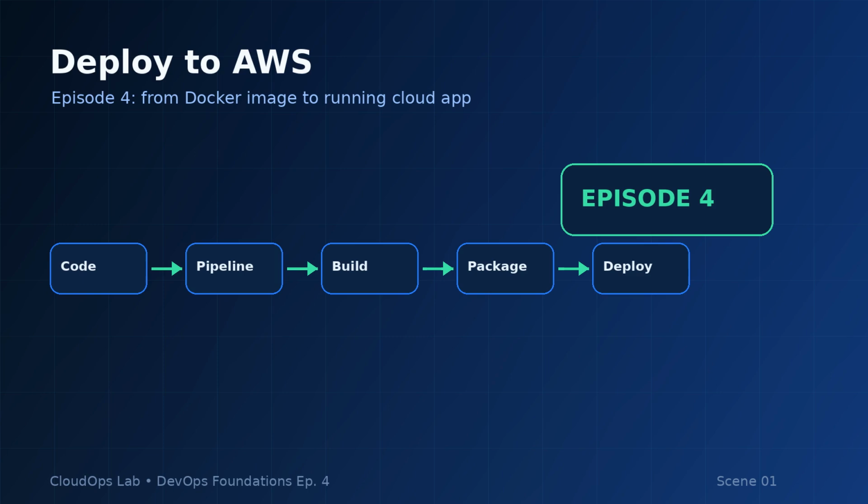This episode is for beginners, so we will focus on the mental model. You do not need to memorize every AWS service today. What matters is understanding what happens between a Docker image and a running application. At a high level, deployment means taking a tested application artifact and running it in an environment where users can reach it. For a containerized app on AWS, the flow usually looks like this.